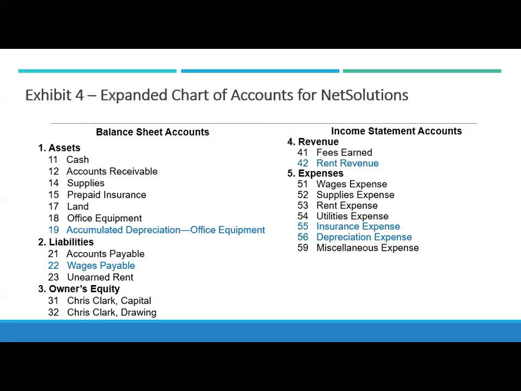One of which, we have depreciation expense and accumulated depreciation. That's to account for the cost of fixed assets over time. Insurance expense comes from our prepaid insurance adjusting entry, rent revenue from the unearned rent, wages payable from accruing for wages that happened between the end of the financial statement reporting period and payday at a later date.